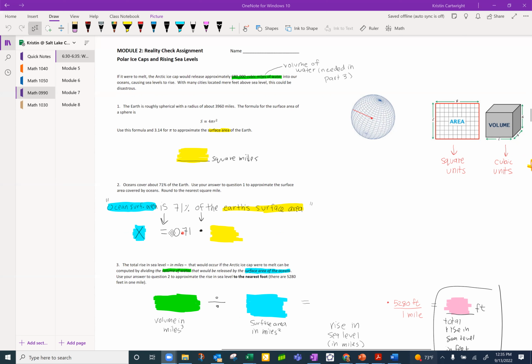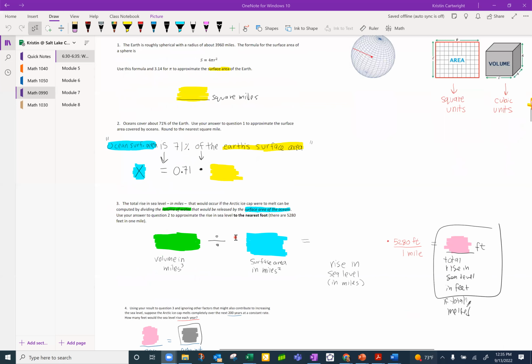71% of the Earth's surface area. So 71% I'll write as a decimal. The "of" becomes a multiply. The Earth's surface area is what you got for part 1, so that's that yellow box there that you'll put right in there. And then "is" is a keyword for equals. So the ocean surface area, you can call it X, you can call it a blue box, whatever, is equal to 0.71 times the Earth's surface area. And that's going to tell you what 71% of the Earth's surface area is, which will give you the ocean surface area. Then you're ready for part 3.